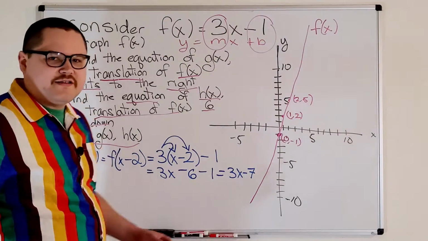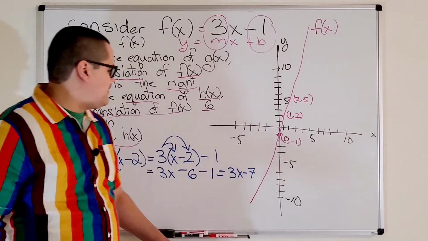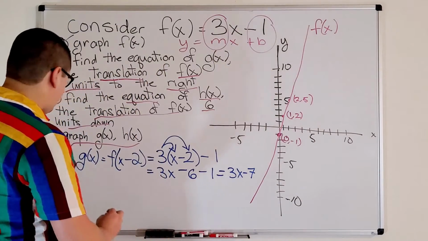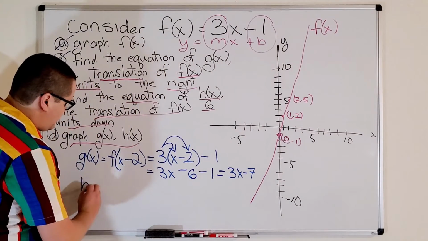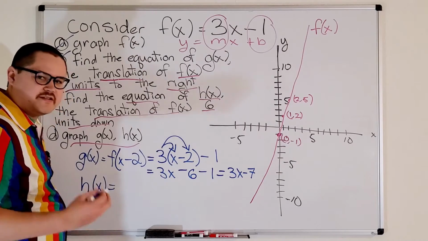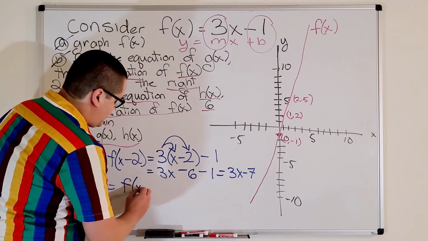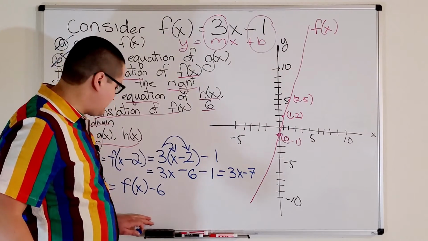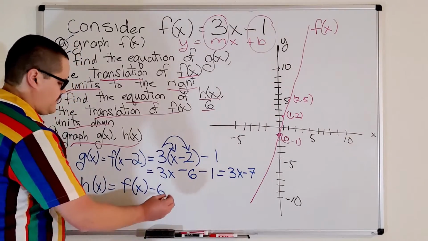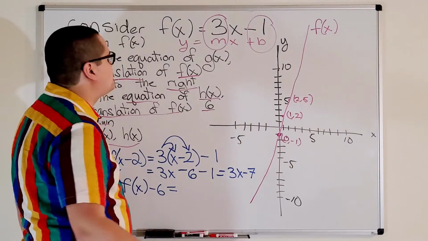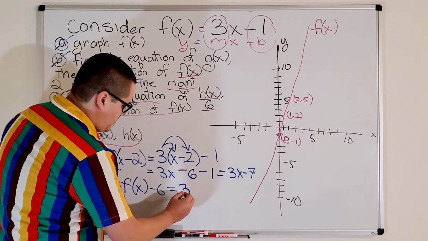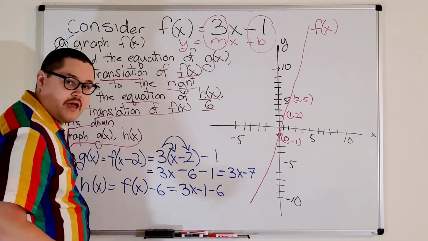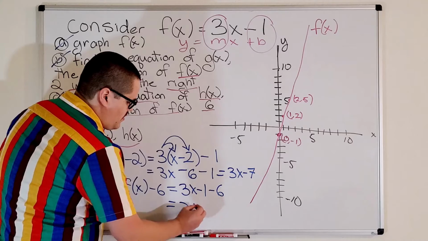We want to find the equation of h of x, which will be the translation of f of x 6 units down. Okay? So if you recall, to translate f of x 6 units down, we subtract 6 from the whole quantity f of x. So f of x minus 6. All right. So f of x is 3x minus 1. Then we subtract 6 from that quantity, and we get 3x minus 7.